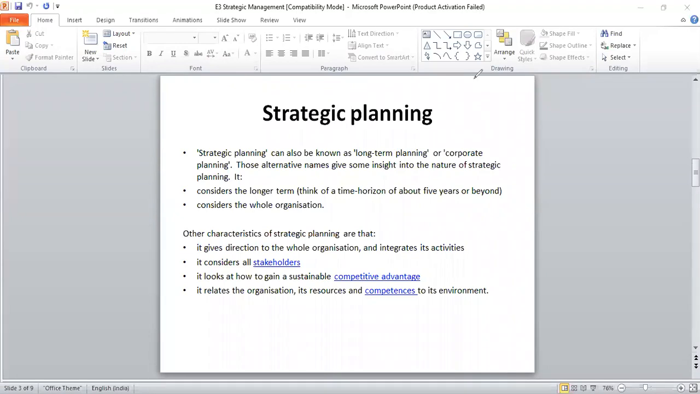So the strategic planning which is taken up for a long period of time, long-term planning or corporate planning. Okay. So what does it do? It considers a long period of time over a 5 years period and considers the whole organization. So the entire organization is considered.